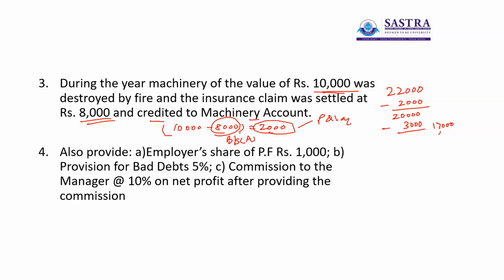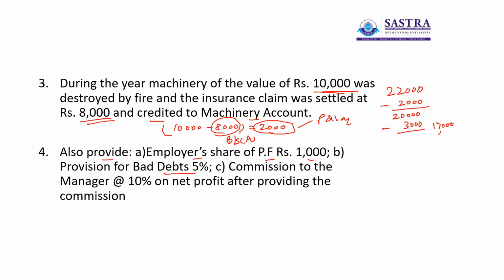Similarly, in the fourth adjustment, employer's share of provident fund is given as an adjustment item. This will appear in P&L account as well as in balance sheet liability. Provision to be made. You are asked to provide for employer's share of provident fund. So a provision has to be created, which means it should be shown in the P&L account as well as in the balance sheet liability.